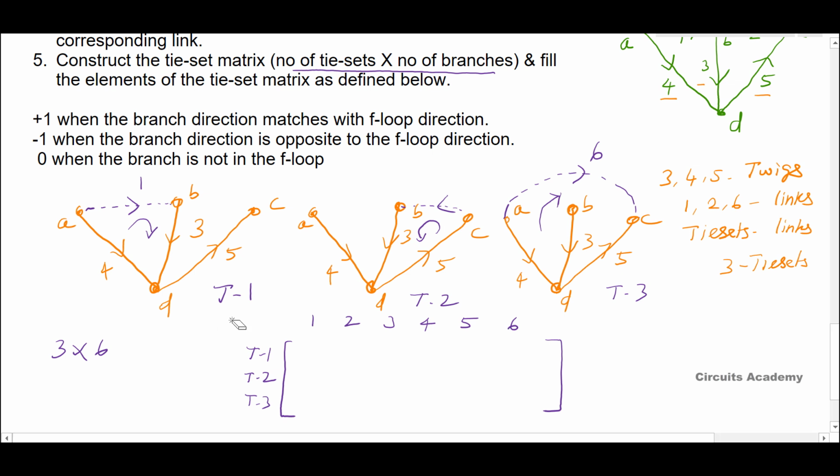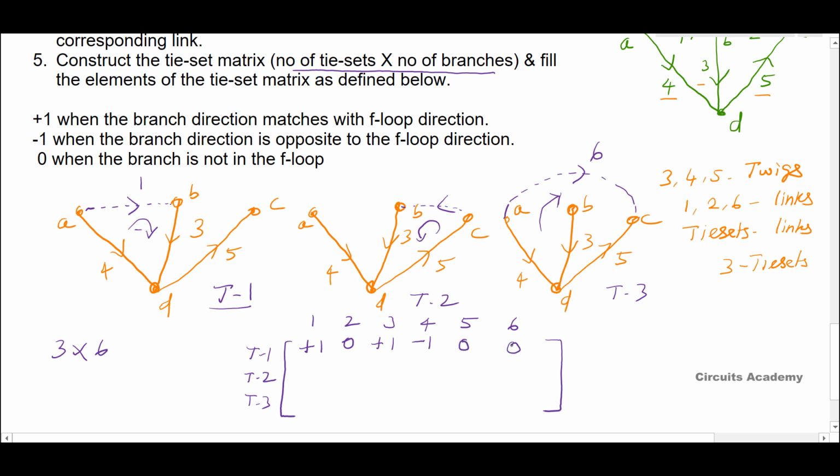Let us take tie set 1. In tie set 1, we have the branches 1, 3 and 4. Compare the directions of the branches with the direction of the loop. Branch 1 direction matches with the loop direction. So let's mark plus 1. Branch 2 is not connected to tie set 1. Hence we can mark 0. Branch 3 direction matches with the direction of the loop. So let us enter the value plus 1. Branch 4 direction is opposite to the direction of the loop. Let us mark minus 1. Branch 5 and 6 are not connected. Let's mark 0.